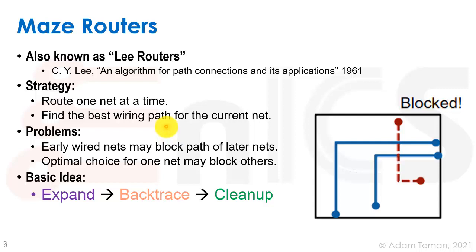Okay, but once we chose a net, what we're going to do is use this maze routing approach to find the best wiring for the current net. And the way we do it is we first of all expand, then we backtrace, and then we clean up. And that we'll see in the next Kahoot question.